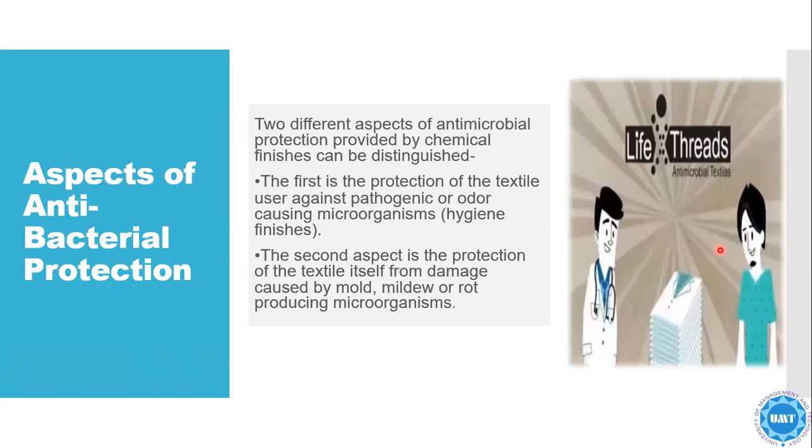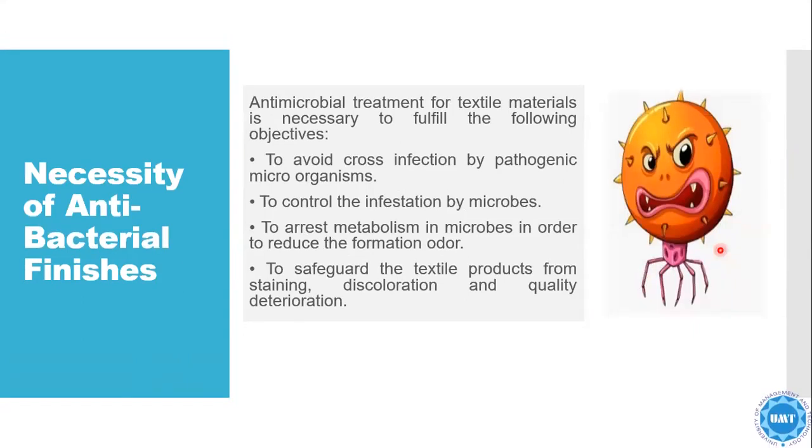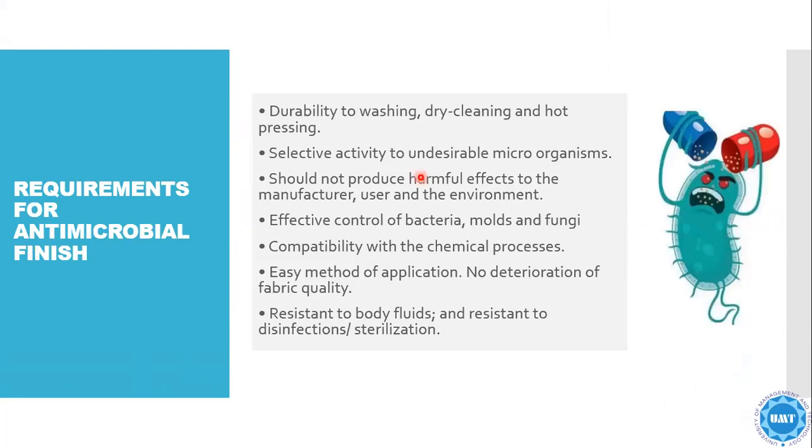The second aspect is the protection of the textile itself from the damage caused by mold, mildew, or other odor-producing microorganisms. What is the necessity of the antibacterial finishes? Antimicrobial treatment for textile material is necessary to fulfill the following objectives: to avoid infection by pathogens, to control infestation by microbes, to arrest the metabolism in microbes in order to reduce the formation of odor, and to safeguard the textile products from staining, discoloration, and quality deterioration.